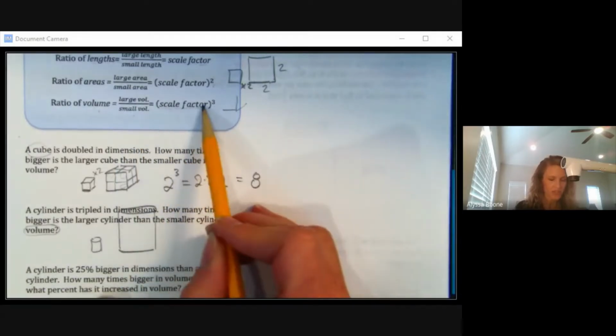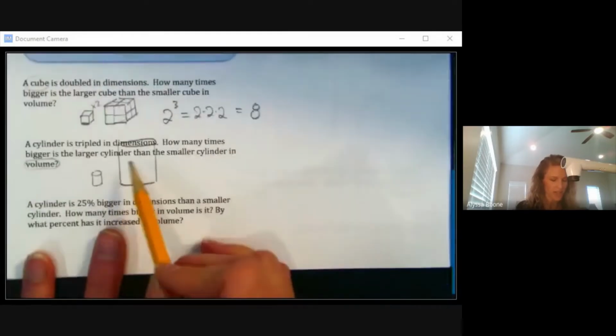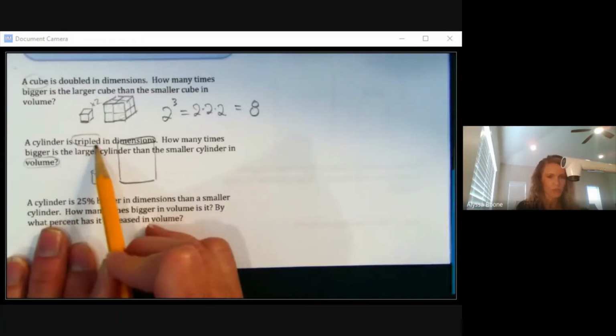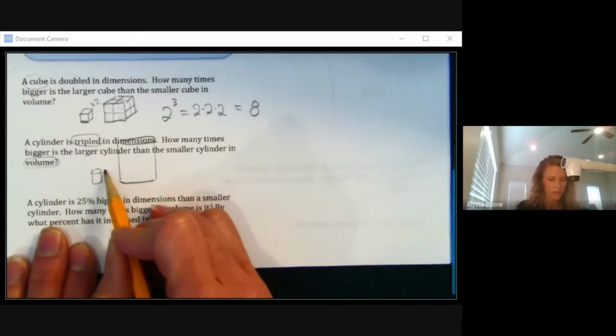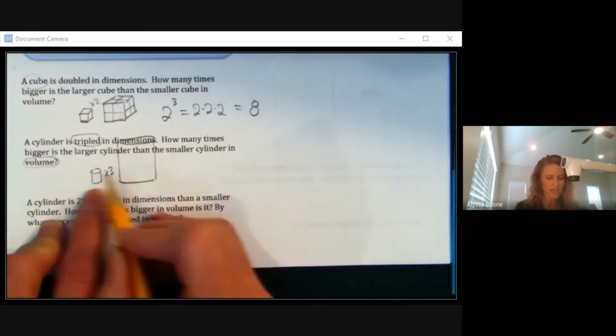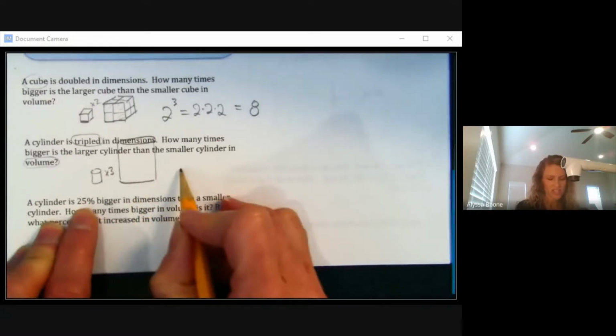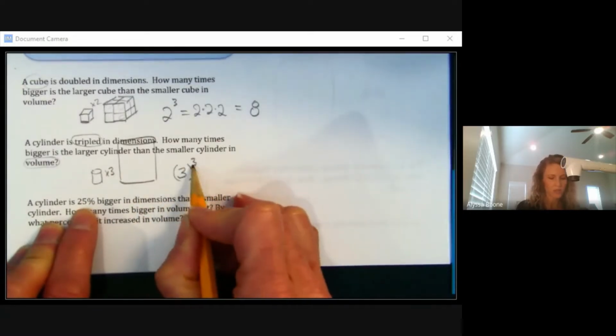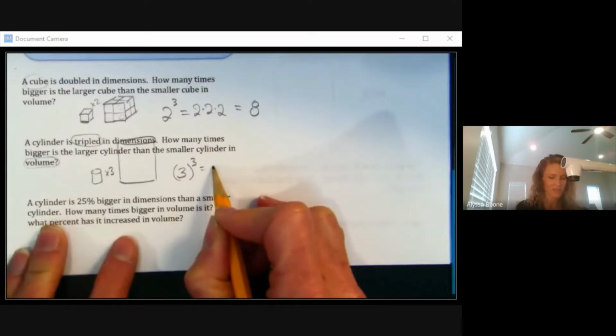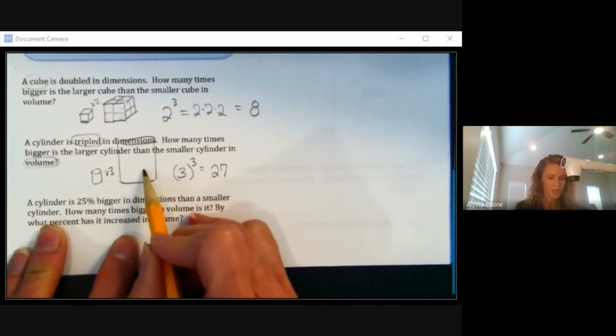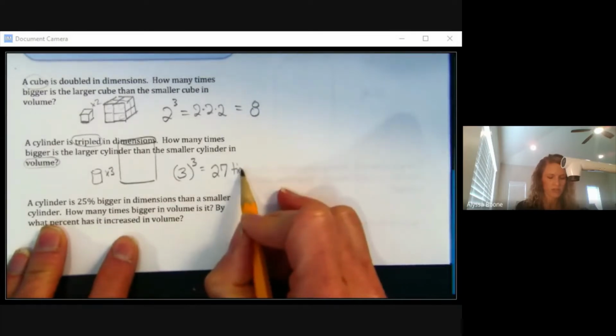The scale factor cubed. Well, our scale factor, it says it's tripled. So really we're timesing by 3 in dimensions. So it should be the scale factor cubed, or we've already done that problem. It was 3 times 3 times 3, or 27. So this is 27 times more volume.